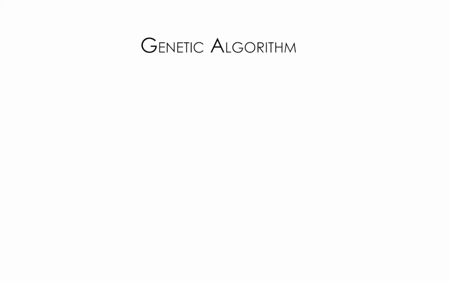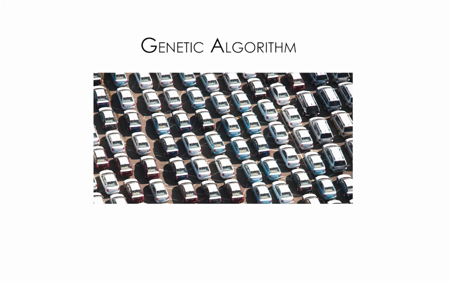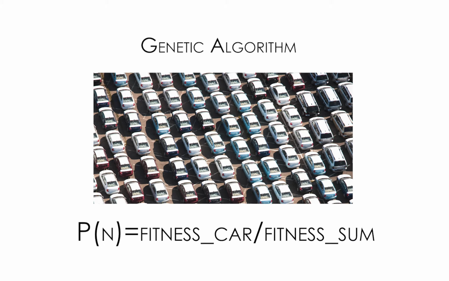To pick each parent car for the next generation, we have a mating pool, and each car has a probability of being picked. And so the probability of each parent being picked is calculated through the fitness of the car divided by the total fitness of all the cars.